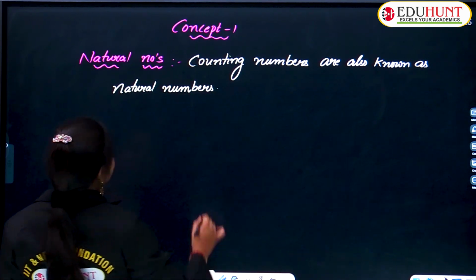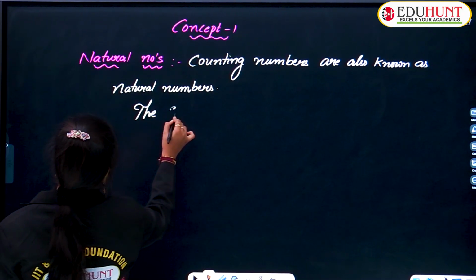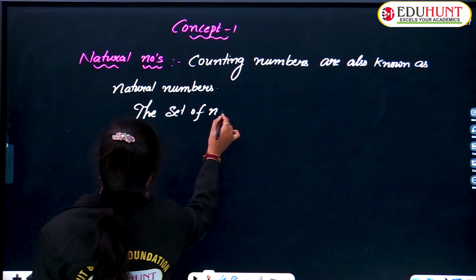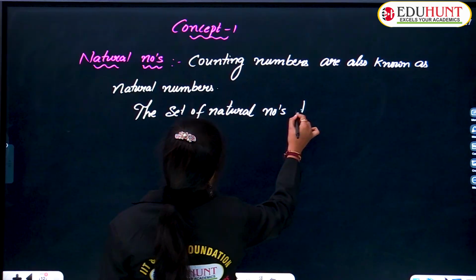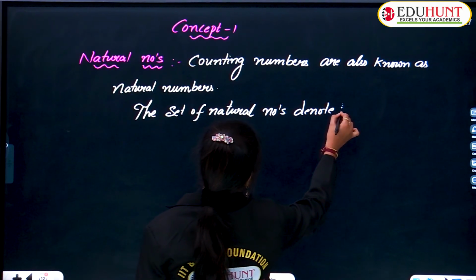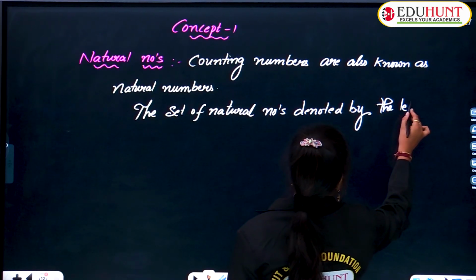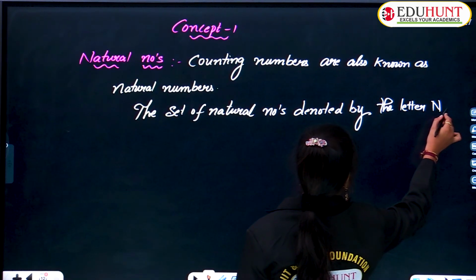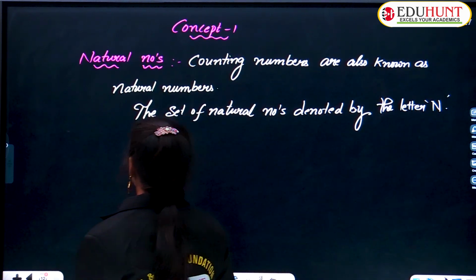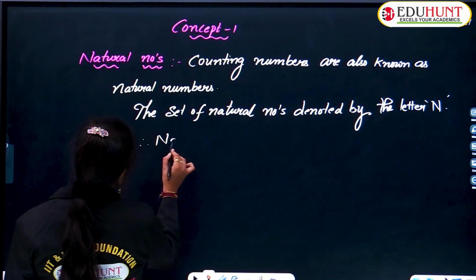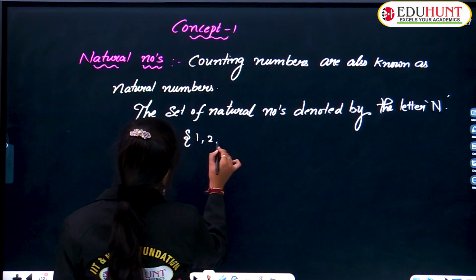Okay. Now here, natural numbers. The set of natural numbers is denoted by the capital letter N. Since N is equal to the set of natural numbers starting from 1: 1, 2, 3, and so on.